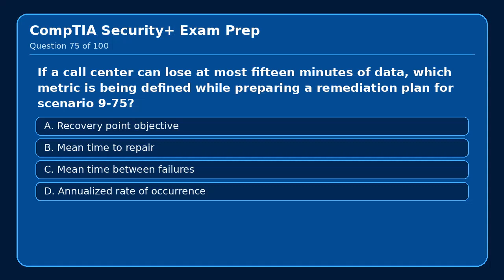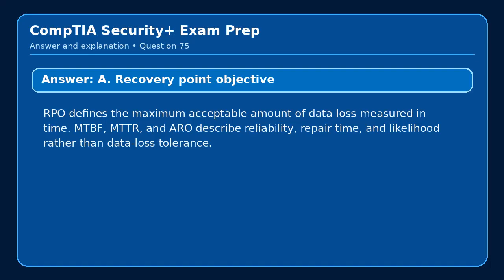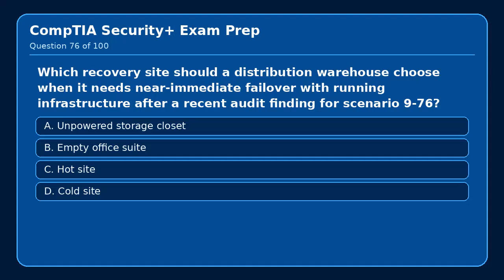Question 78. Which power control helps a payment processor handle short utility outages for network equipment while documenting the incident ticket for scenario 9-78? A. Uninterruptible power supply. B. Open wireless network. C. Flat LAN design. D. Expired TLS certificate. Take a moment to choose your answer. The answer is A. Uninterruptible power supply. A UPS supplies temporary power and can bridge short outages or allow graceful shutdown. Open Wi-Fi, flat VLANs, and expired certificates do not provide electrical continuity.